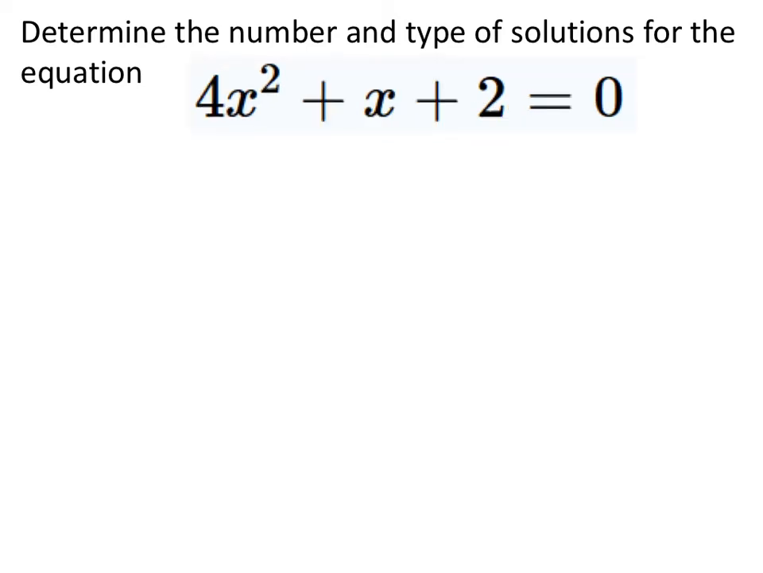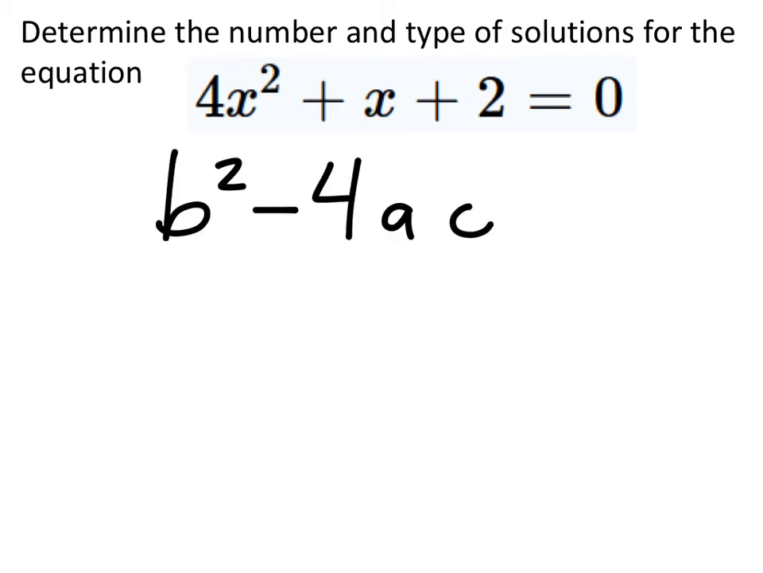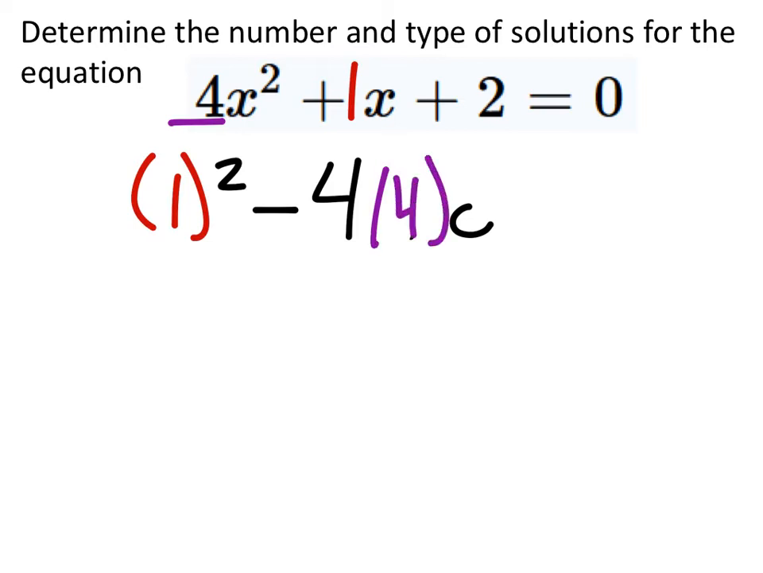Determine the number and type of solutions for this one. By the process of elimination, we should kind of know what's coming, but let's evaluate it anyways. In this case, our b value is that phantom 1 right there. 1 squared is pretty nice to evaluate as well. Then we have an a value, which is this 4, so we'll replace the a with 4. And then finally our constant is 2, so we'll replace that with 2.